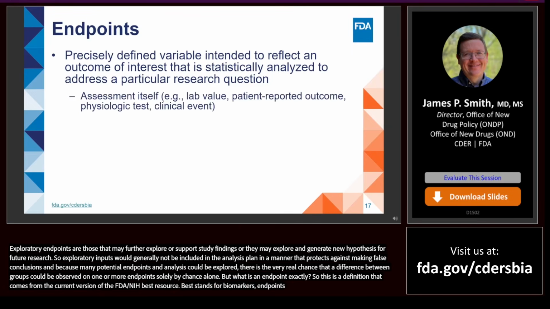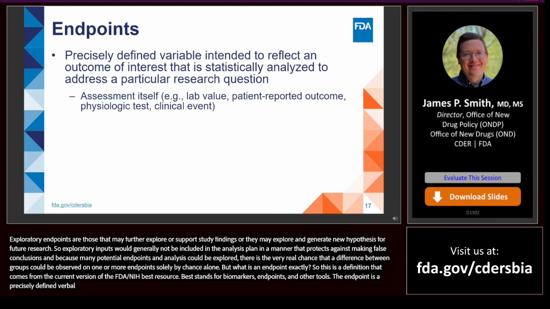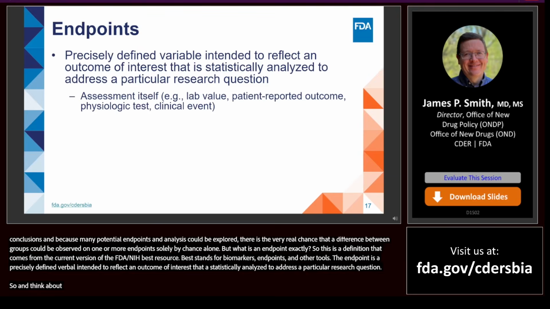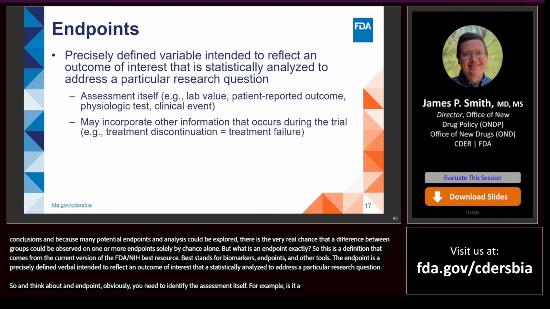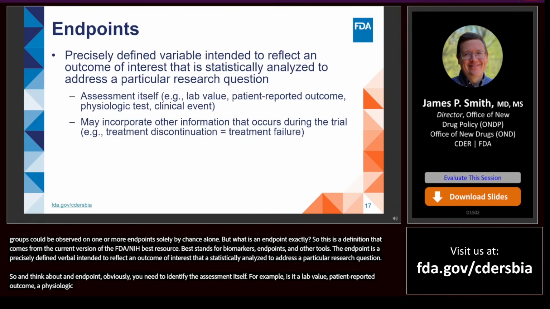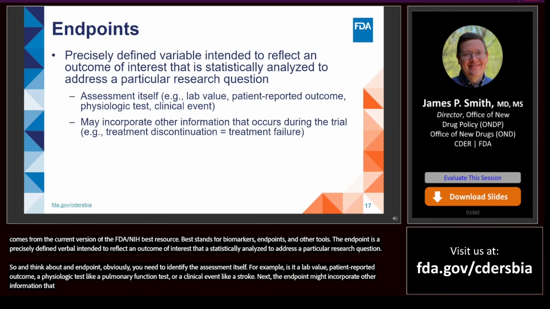So when thinking about an endpoint, obviously you need to identify the assessment itself. For example, is it a lab value, a patient-reported outcome like a questionnaire, a physiologic test like maybe a pulmonary function test, or a clinical event like a stroke. Next, the endpoint might incorporate other information that occurs during the trial. So for example, if the endpoint is defined in terms of a success or failure, perhaps participants who discontinue their assigned study treatment prematurely are automatically considered a treatment failure.